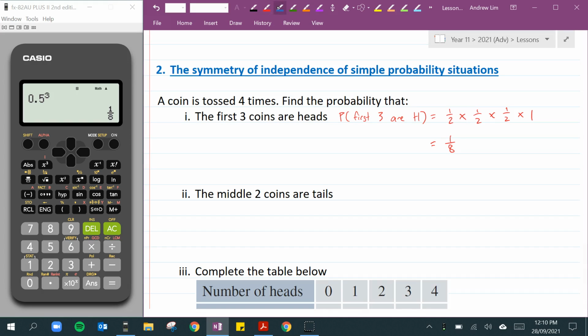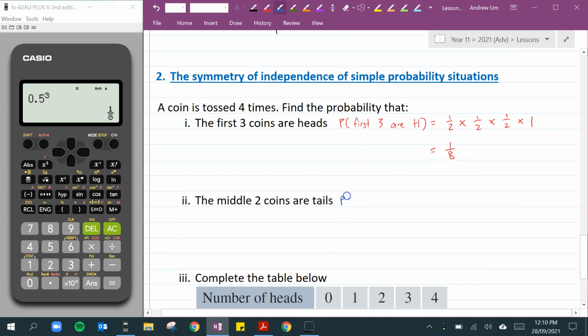Alright, question 2. The middle 2 coins are tails. So probability that the middle 2 are tails. So it doesn't matter what the first one is. It could be heads or tails. So I'm going to just write 1 there, times the second one has to be a tail, so it has a probability of half. The third one has to be a tail, so that has a probability of half. And the last one, it doesn't matter what it is, I'm just going to times it by 1. Half times half, that's 1/4.